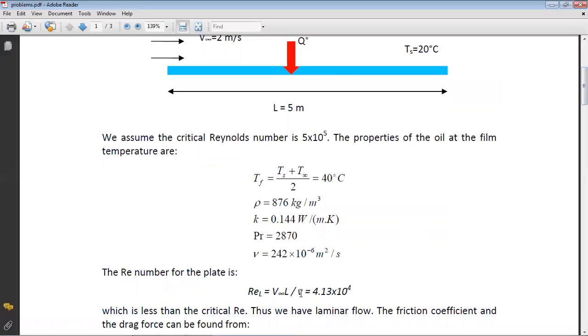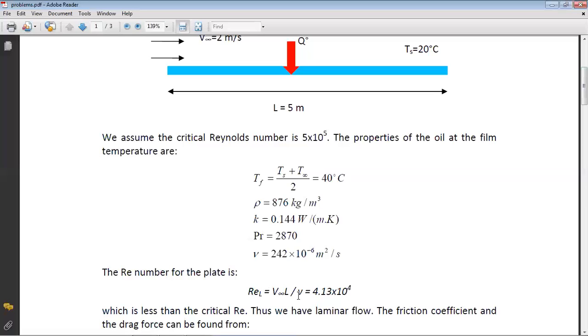If I replace this, rho will be in the numerator, rho VL upon mu, where mu is the dynamic viscosity. Now we don't know the value of the kinematic viscosity or the dynamic viscosity, or it could be the density.